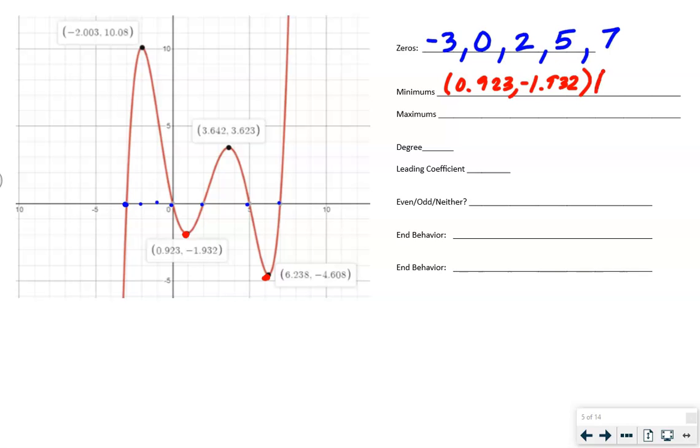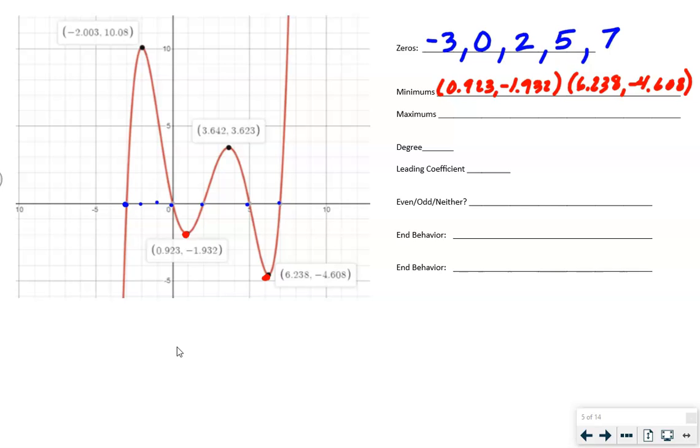So on this, then, we're also going to write 6.238, and that's our x value of it, and then negative 4.608. Can't fit it there, y'all. I wrote too big. So there, I went and fixed it. And again, apologize for the sound, y'all.